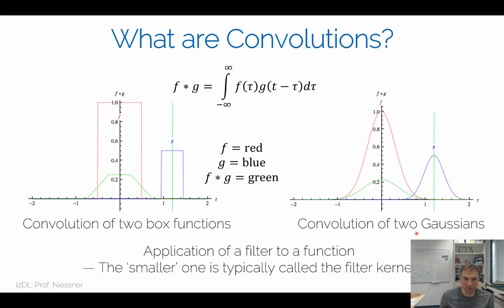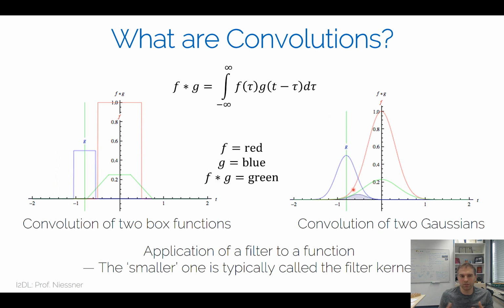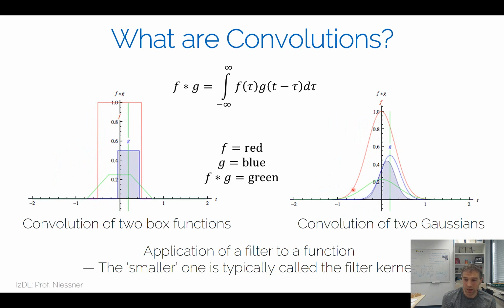Now we can do the same thing with the Gaussian. We have here the red function, we have the blue kernel, and we're convolving the two together, right? Obviously, convolutions are being used in a wide range of areas. Traditionally speaking, this comes mostly from signal processing, where people use convolutions actually in an analog sense.